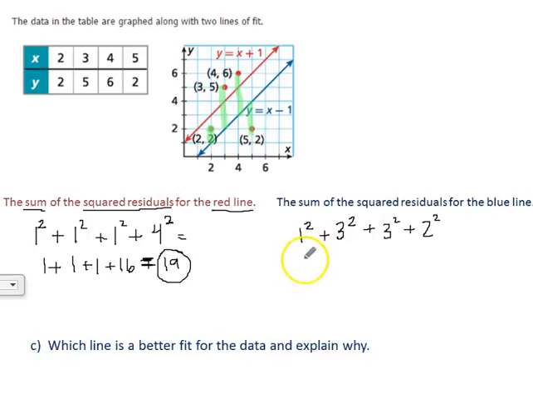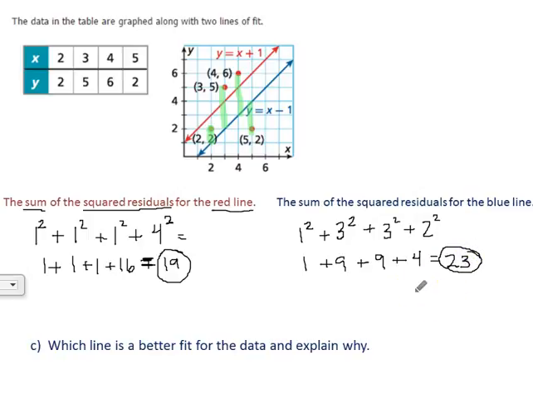Now square those. 1 squared is 1, 3 squared is 9, 3 squared is 9, 2 squared is 4. Add all those up, so 9 plus 1 is 10, and then we've got 13, so 23.